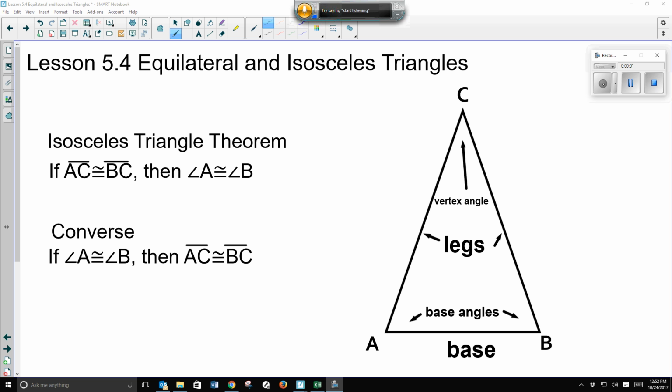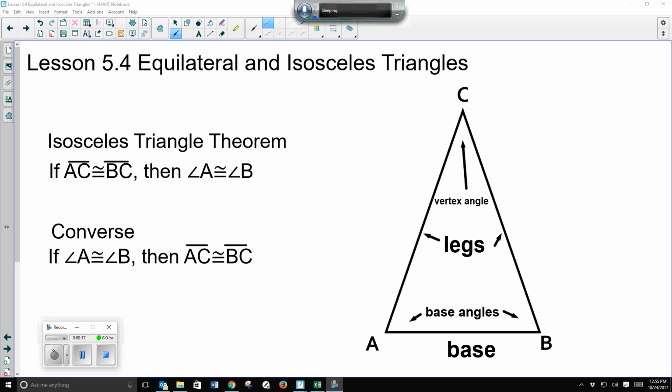So lesson 5.4, equilateral and isosceles triangles. So let's look at the parts of an isosceles triangle.